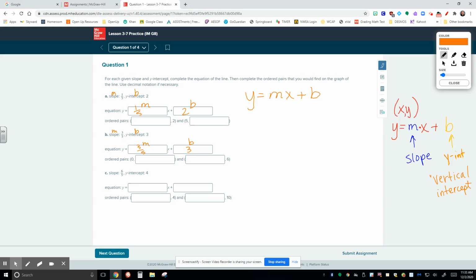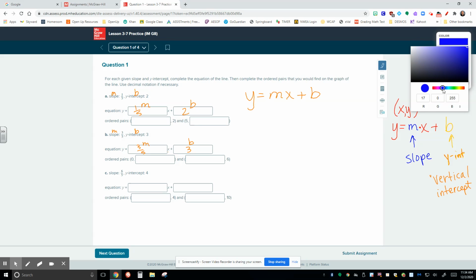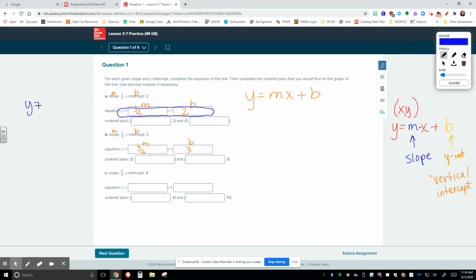Now, what about the next part of it? How do I know what the next coordinates are with the ordered pairs? Well, the cool thing about having this equation is I also have a formula that I can work with. I now have the equation right here of y is equal to 1/5 times the x coordinate plus 2, which means that this line has a slope of 1/5 and it has a y-intercept of (0, 2).